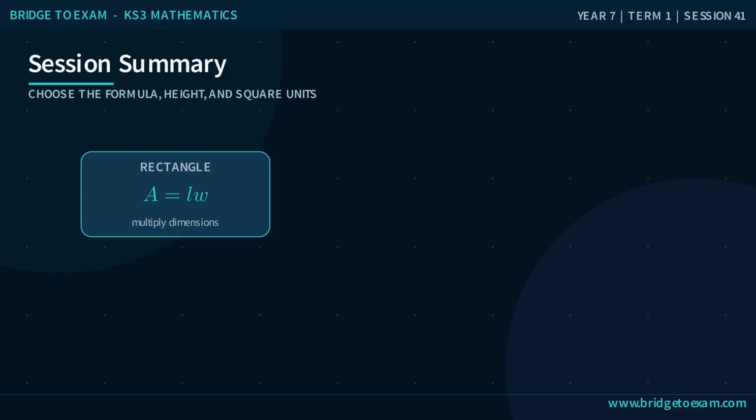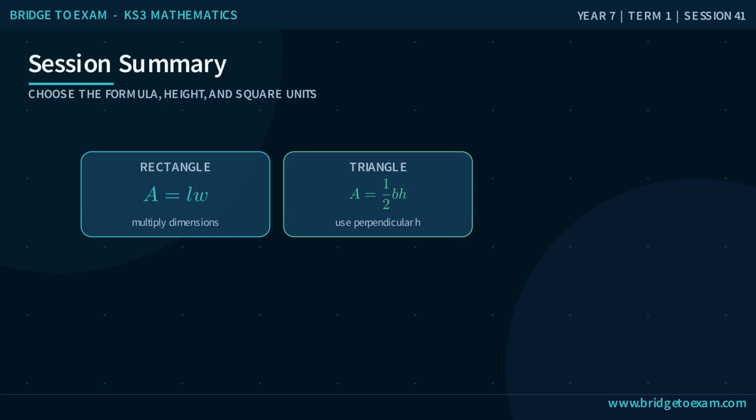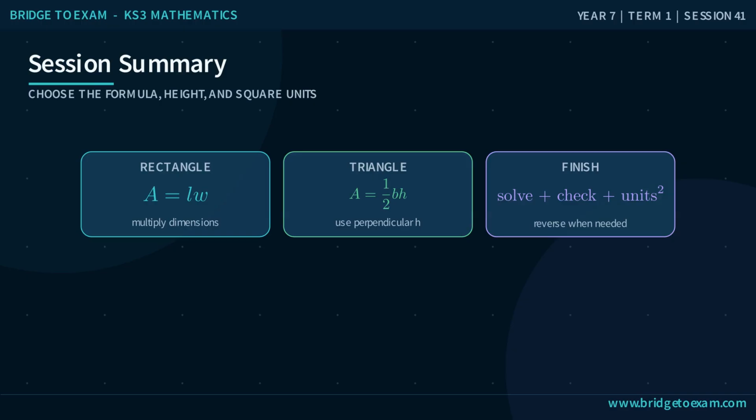Let's wrap up. Rectangle area is length times width. Triangle area is 1/2 times base times perpendicular height. Choose the correct height, solve missing lengths by reversing the formula, and use square units.